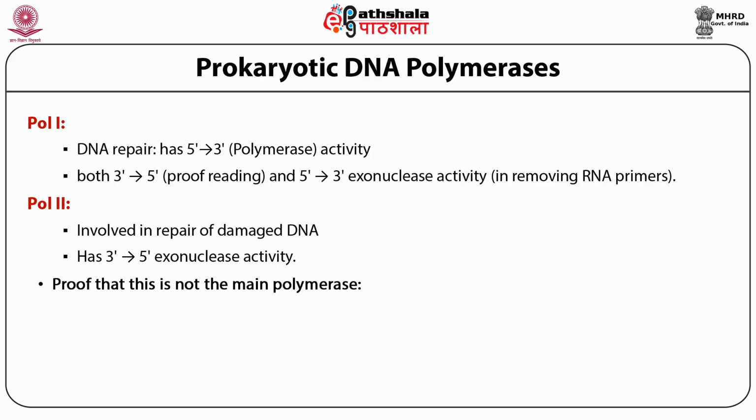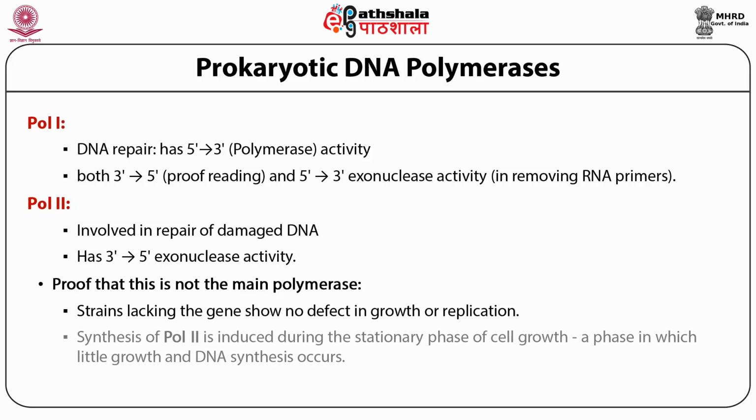The first point: knockout strains of E. coli which do not have DNA polymerase 2 show no defect in growth or replication. This proves that in the absence of DNA polymerase 2, the cells can live and replicate. So this is not the main processive enzyme for DNA replication.